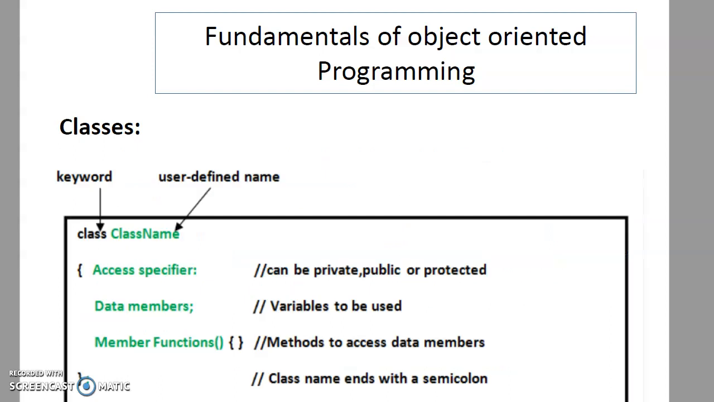What is the syntax structure of a particular class? For declaring a class, you have to use the keyword class, then the name of the class, which is a user-defined name, opening curly brackets, closing curly brackets and semicolon. Within that you have to give the access specifier. It can be private, public or protected. Then you give the data members. If you say private colon, the data members will be of private access.